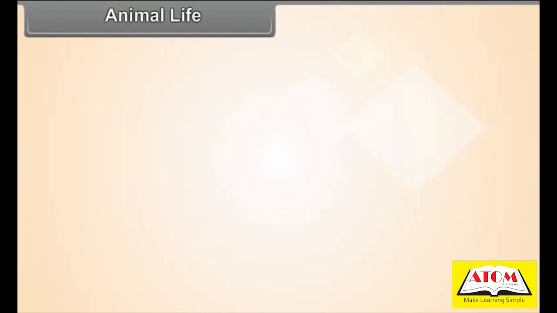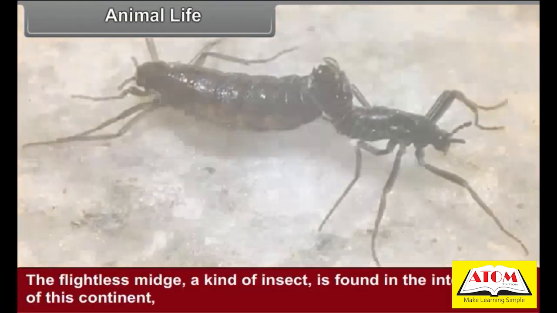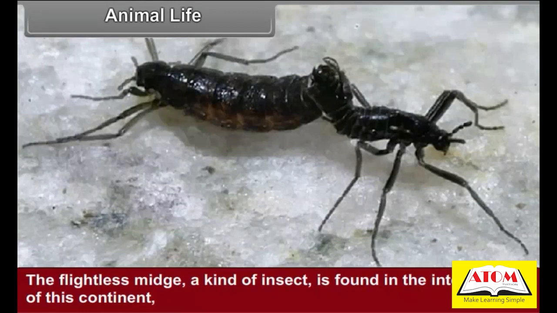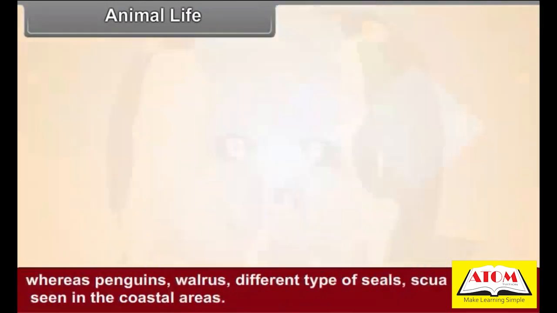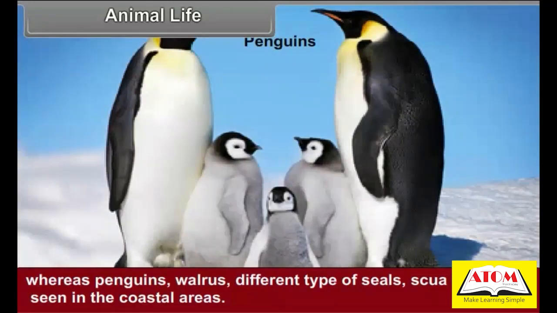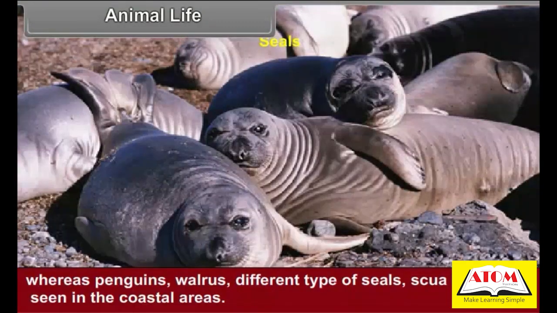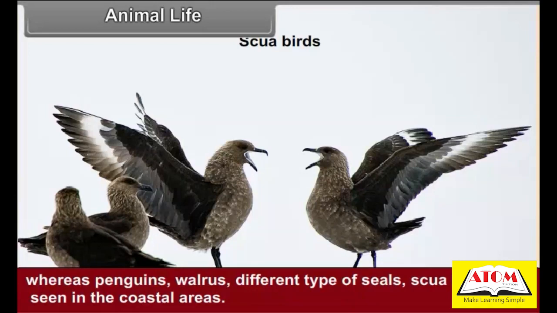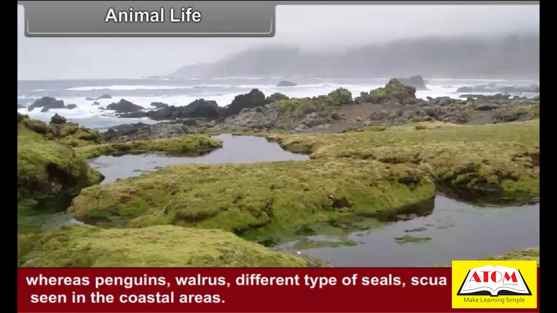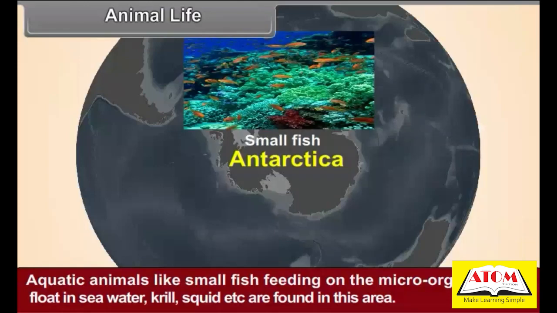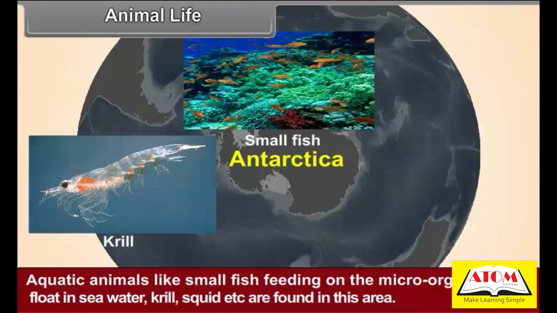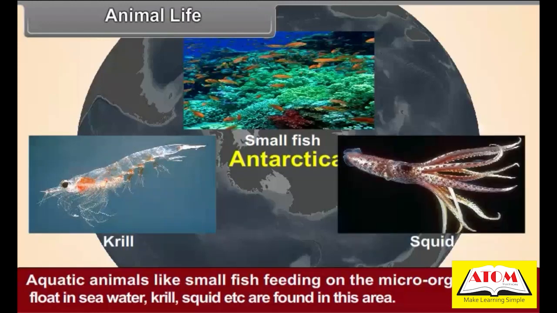Animal life. The flightless midge, a kind of insect, is found in the interior parts of this continent, whereas penguins, walrus, different types of seals, skua birds are seen in the coastal areas. Aquatic animals like small fish feeding on the microorganisms that float in seawater, krill, squid, etc. are found in this area.